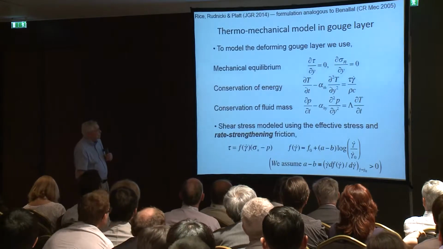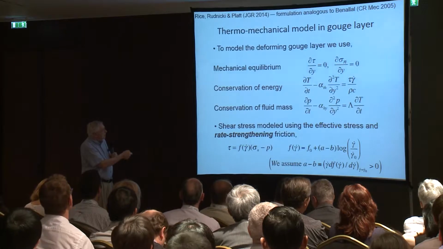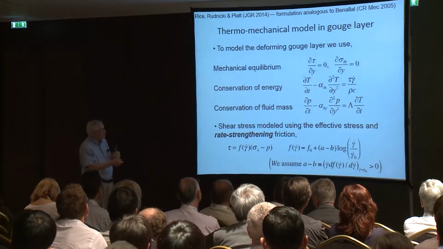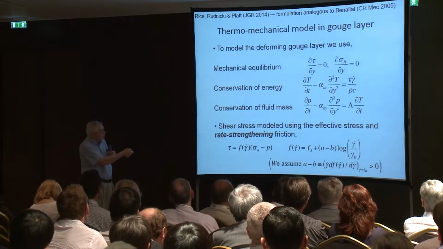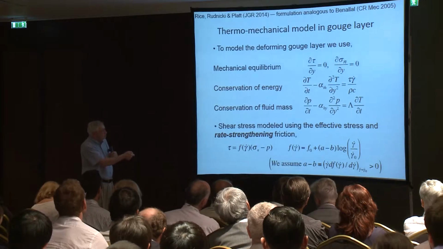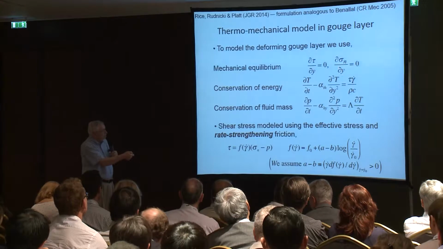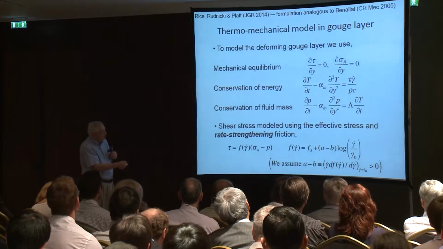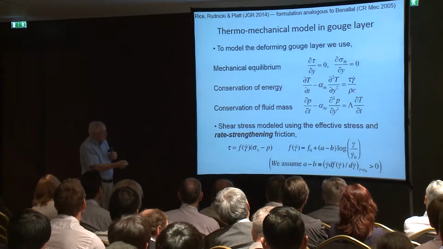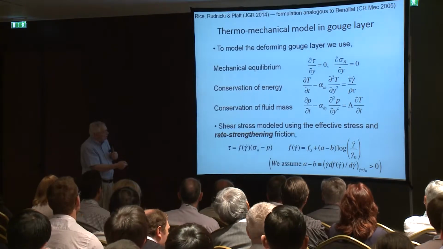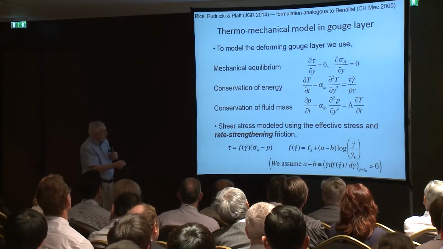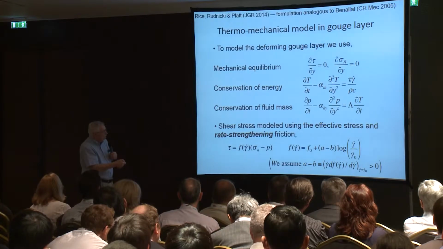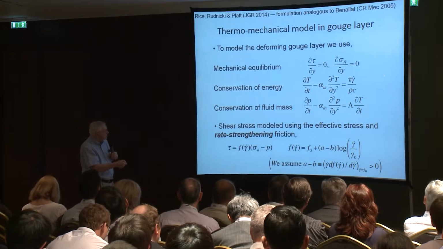But what we have to do is solve this simple set of equations. Mechanical equilibrium: it's a dynamic process, but the local accelerations are small enough that you can think of it as locally quasi-static. So the shear and normal stresses cannot vary through the layer. There's a conservation of energy, which says the rate of shear heating divided by density times the specific heat per unit mass drives a temperature rise, but heat conduction, with a thermal diffusivity alpha, conducts heat away. So this is an energy equation.